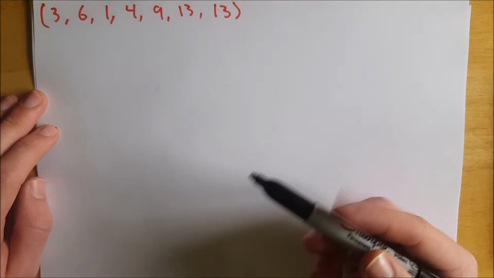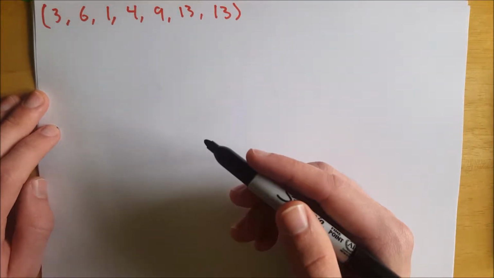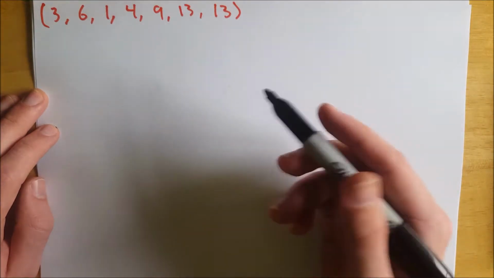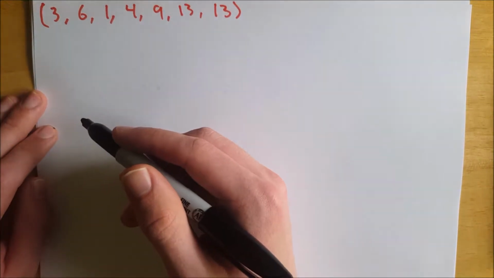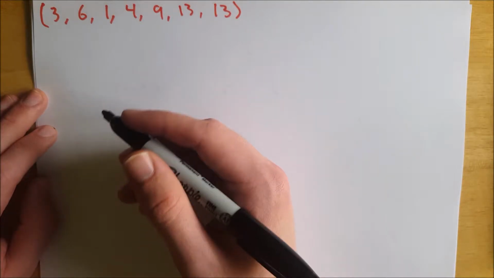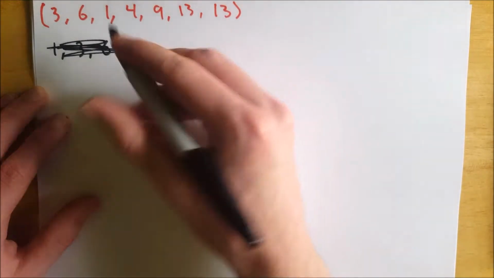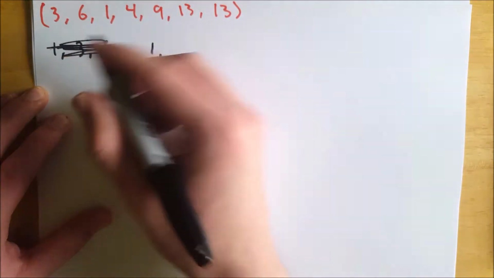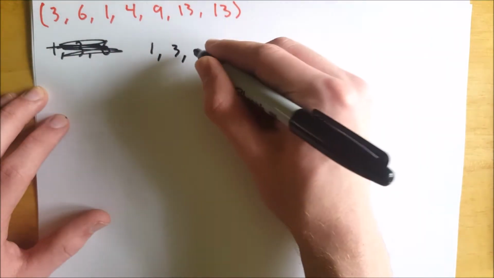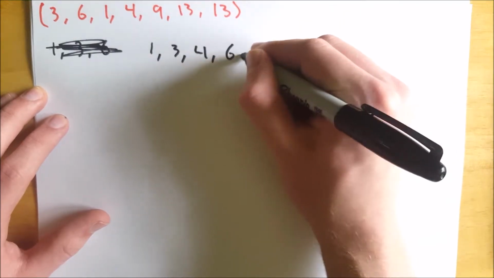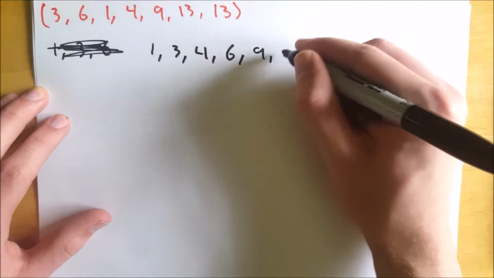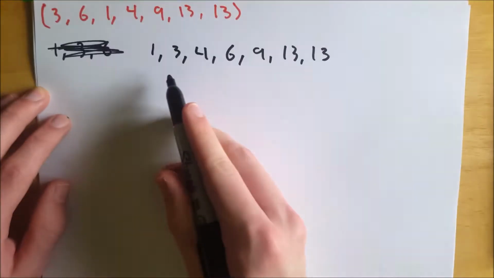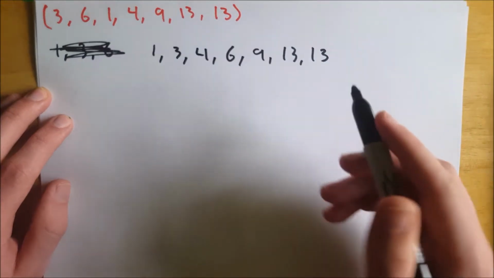Well, first, let's find the median. In order to find the median, you've got to take your data and list it in increasing order or decreasing. It doesn't really matter. Generally, you'll list your data in increasing order. So I wrote it wrong the first time. I forgot the 4. So we've got 1 is our lowest number. Then we've got 3. Then we've got 4. Then we've got 6. Then we've got 9, 13, and another 13. And this is our data list in increasing order from lowest to greatest.